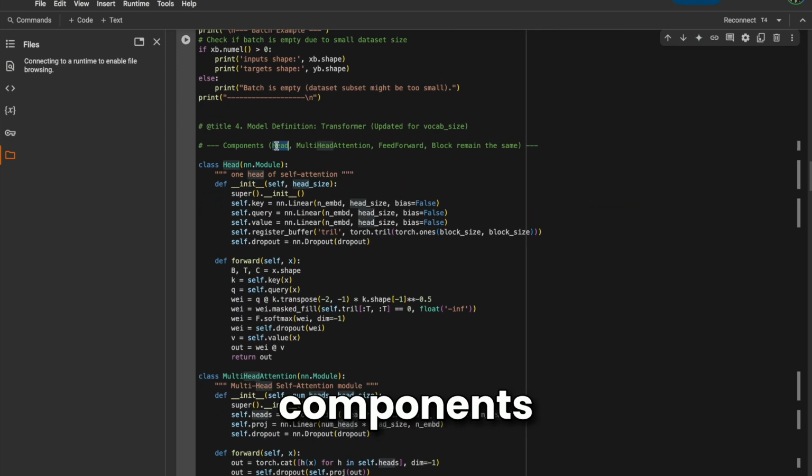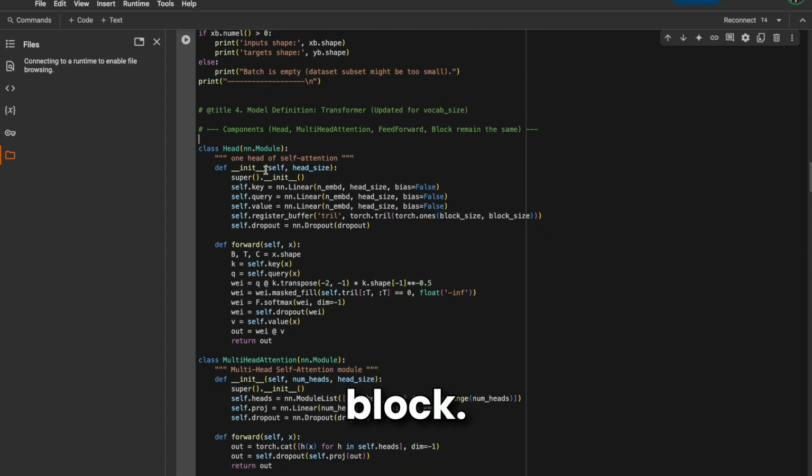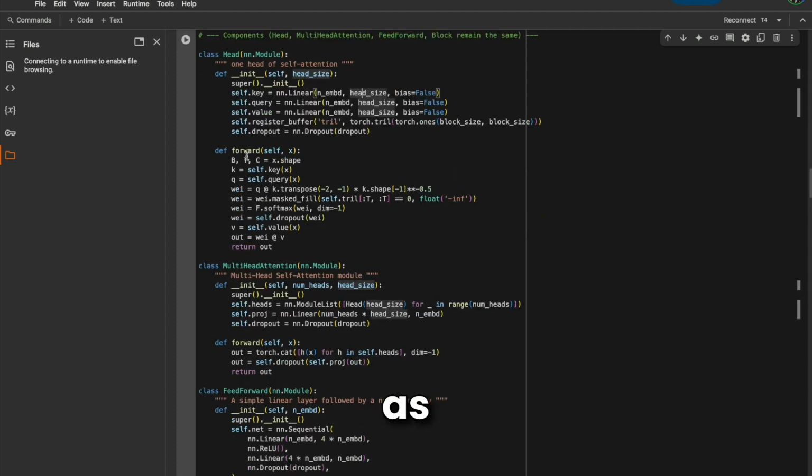So we have components called the attention head, the multi-head attention, the feed-forward neural network, and the overall block. Okay, so first is this attention head, one attention head. It has a query, key, and value layer, which are linear neural network layers, and these are supposed to project from n embed to head size. So eventually you will get your column size as head size here.